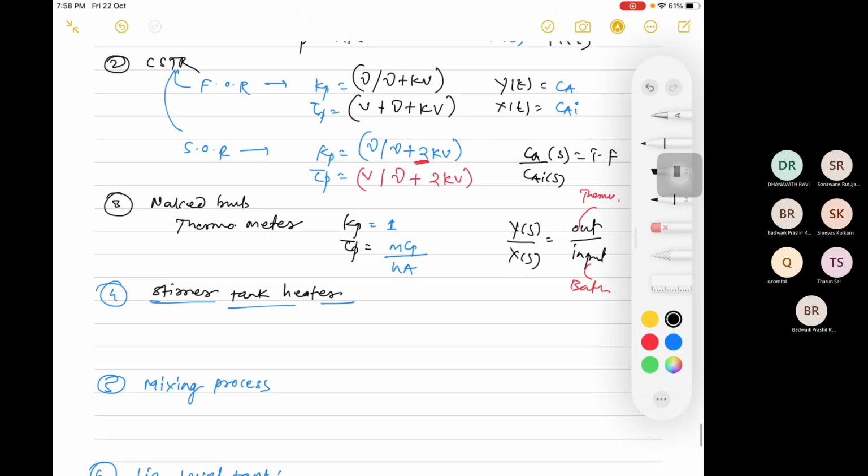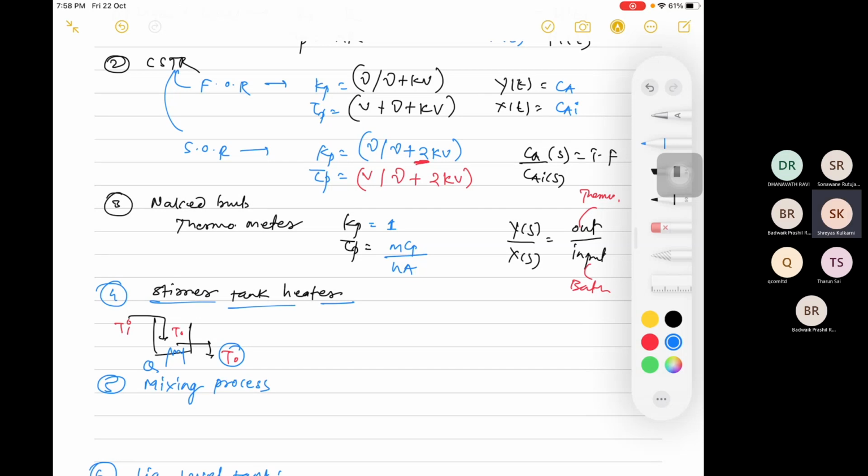Next thing, stirred tank heater. What happens here? I'll just brief about this. Something is coming in, something is going out. This is the in temperature, this is the out temperature, and you are heating this by supplying heat. So here you are supplying the heat. Can you please tell me how the temperature is the same inside? What are the parameters affecting the T out? Anyone? Ti and Q, right?